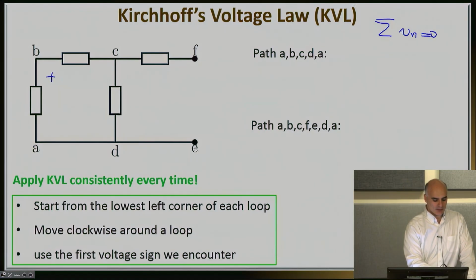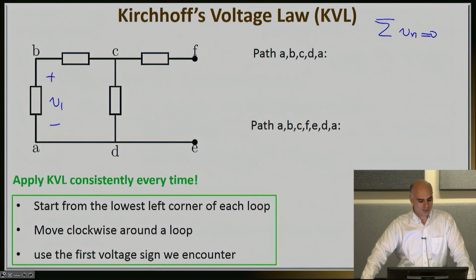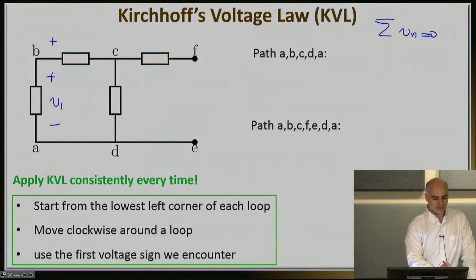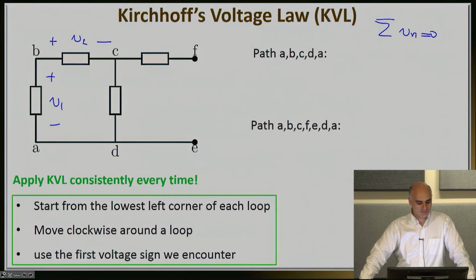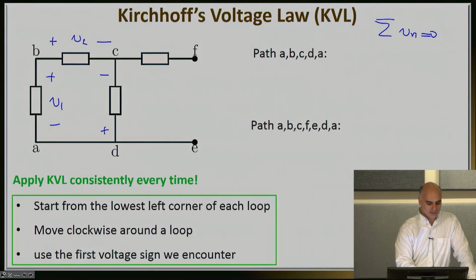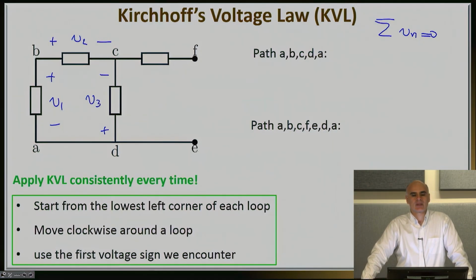So here is the polarity, for example, which I will call V1, and it is the voltage drop across the branch AB. Here's the polarity V2 that I will assume across the branch BC. Here's another polarity, which I will assume V3 across the branch CD. You could choose any polarity you like. The final result will be the same.